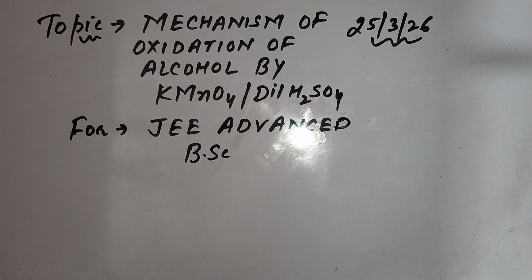Hello everyone. In the previous video we understood the oxidation of different alcohols by different oxidizing agents with their oxidizing limits. Out of those oxidizing agents, one was potassium permanganate in acidic medium. Today we are going to discuss the mechanism of oxidation of alcohol by KMnO4 in the presence of dilute sulfuric acid. This topic is not involved at 12th level, but it is important for JEE Advanced and B.Sc. Let's start the mechanism of how KMnO4 in acidic medium can oxidize alcohol.